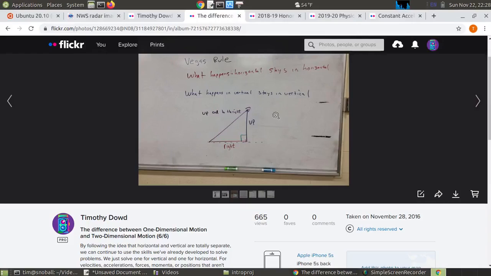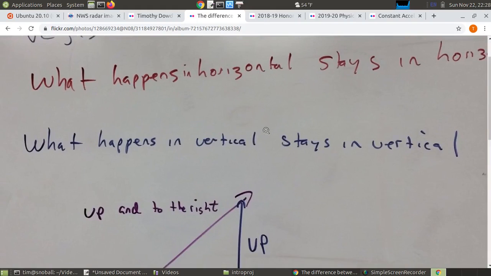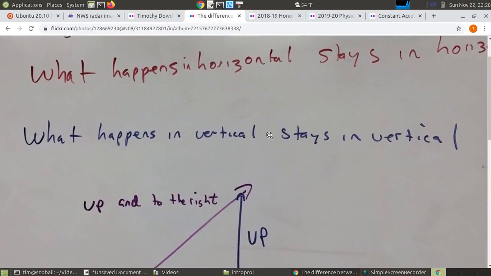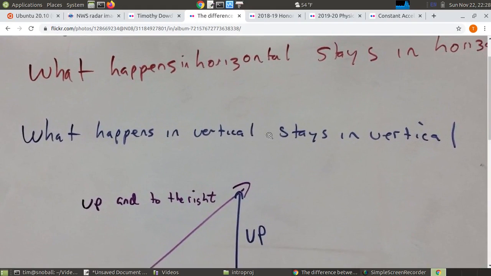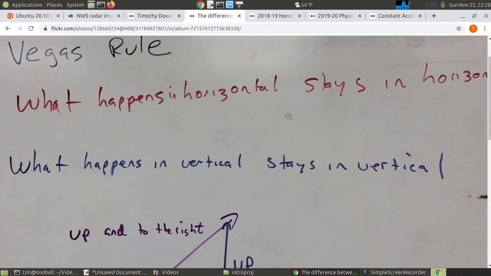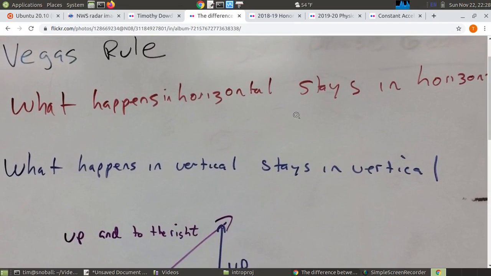I have sort of a silly way of remembering that idea that horizontal and vertical seem to be separate. There's an old tourism slogan for Las Vegas, what happens in Vegas stays in Vegas. It sort of applies to what we're seeing here. We saw that the vertical force of gravity only seemed to affect vertical motion. What happens in vertical stays in vertical. We're going to see that it's also true that what happens in horizontal stays in horizontal. Horizontal forces only affect horizontal motion.